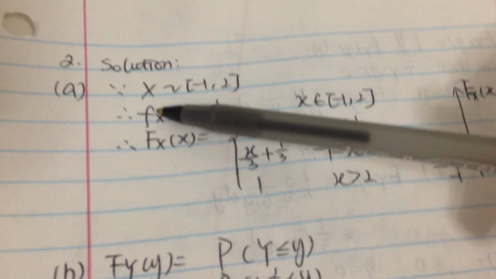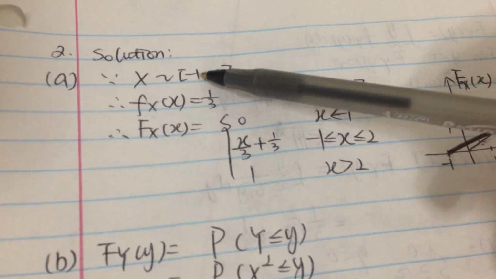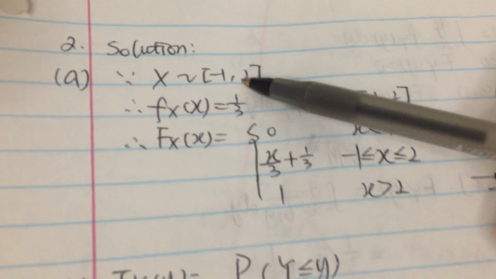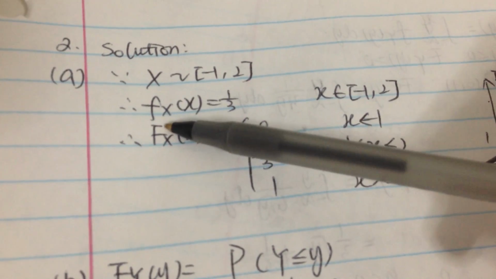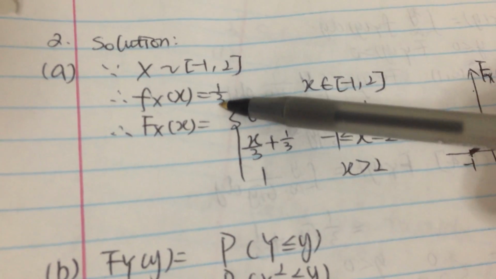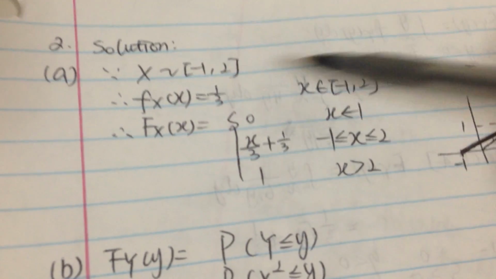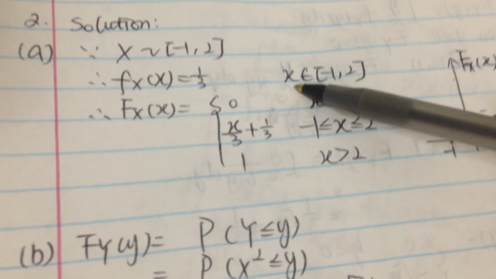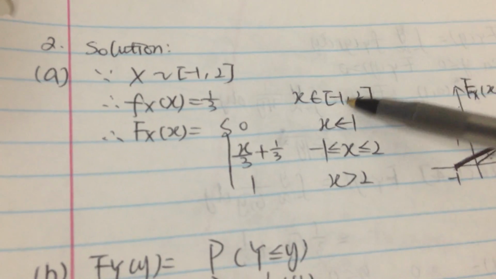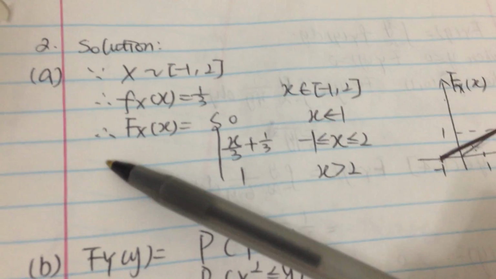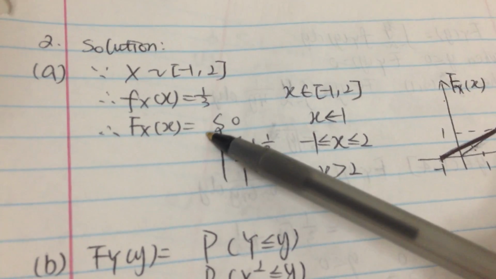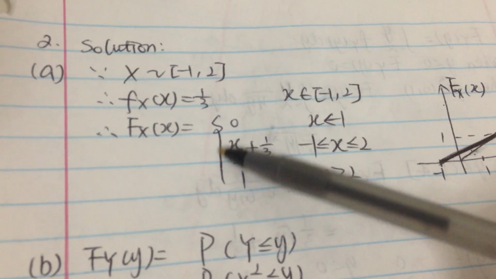Because x is uniform in the range from -1 to 2, obviously the density function should be 1/3, and the range of x is from -1 to 2. So later the distribution function can be easily obtained.